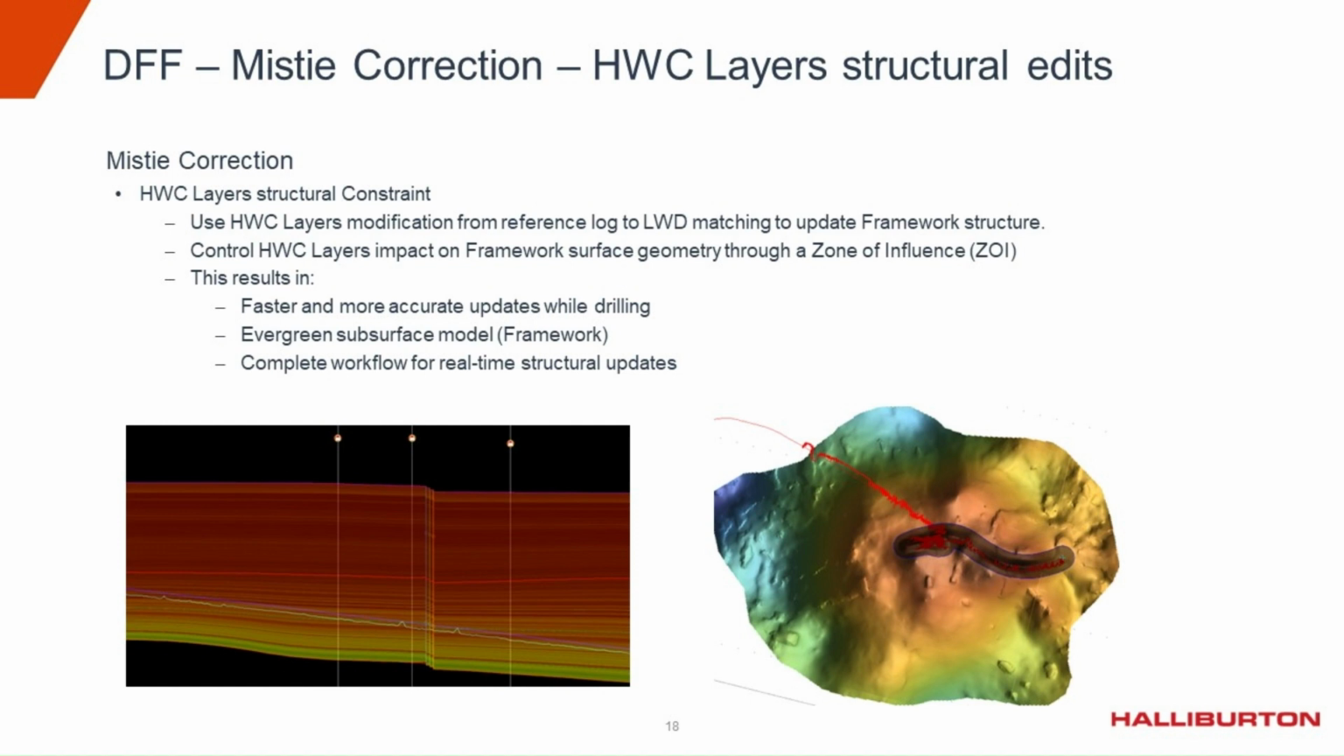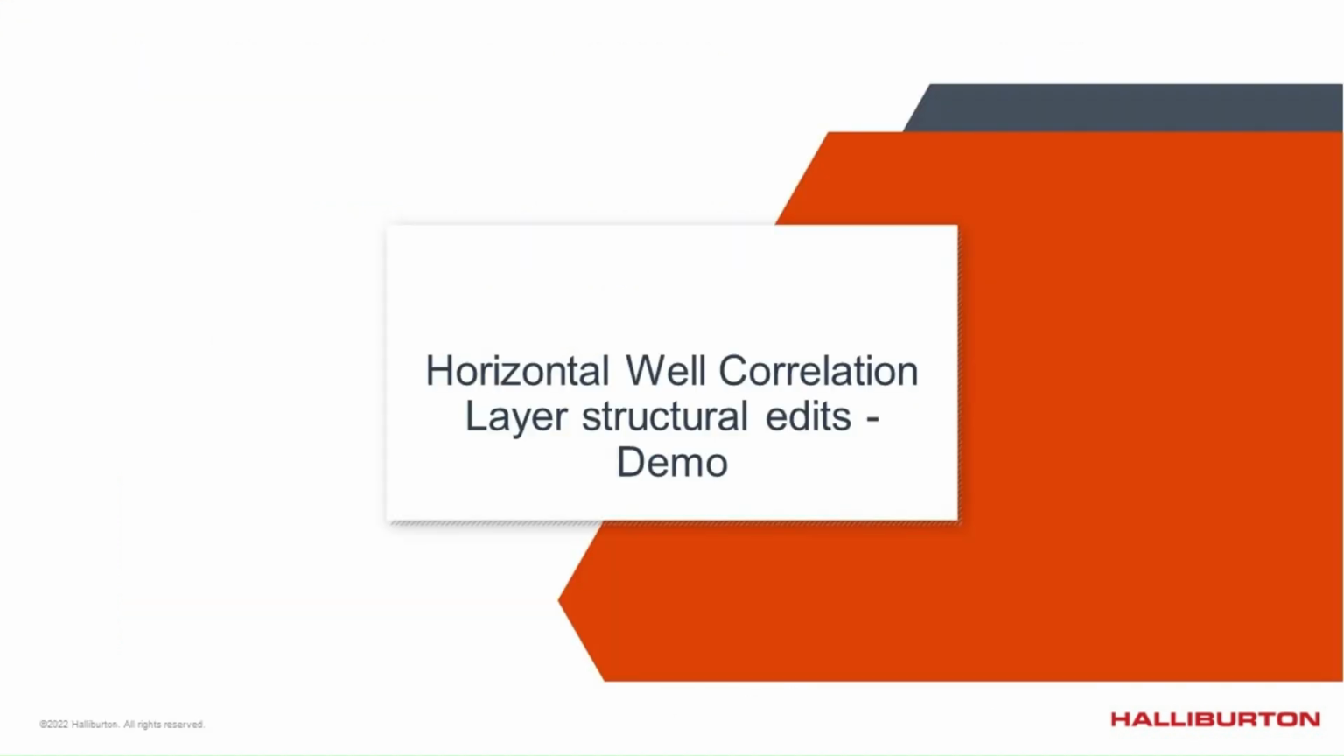Adjusted layer boundaries result in high-resolution log-derived structural edits, which can be incorporated back into the reservoir structural model, adding additional constraint that reduces surface depth position uncertainty within the local area or zone of influence. The inclusion of data generated from operational geology ensures the creation of an evergreen subsurface model. Here is a demo of horizontal well correlation layer edits being applied to a structural model to update surface geometry.